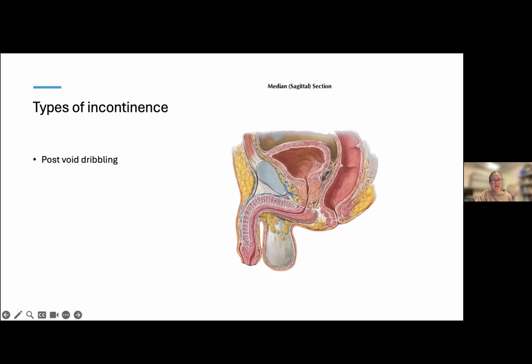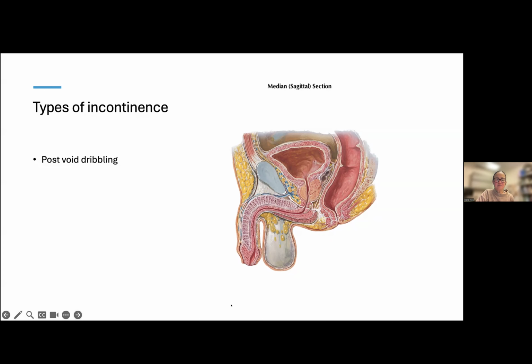Finally, the last kind of incontinence I want to mention is post-void dribbling, and this is very common in men, and it's not typically considered incontinence because the pathophysiology is urine that is lost after it passes out of the bladder and after it passes the sphincter. So in this sagittal view, men have this portion of the urethra, which is actually a little bigger than is designated here, but it can hold about a tablespoon of urine.